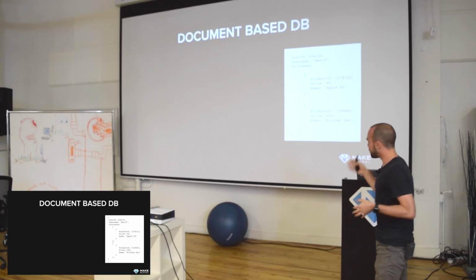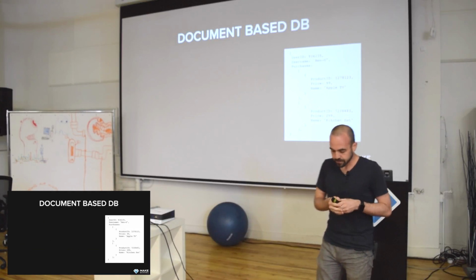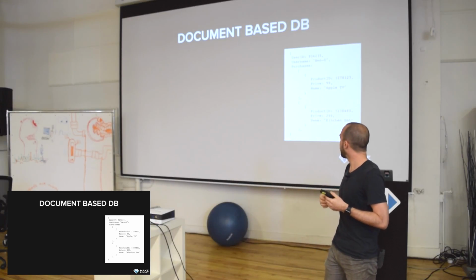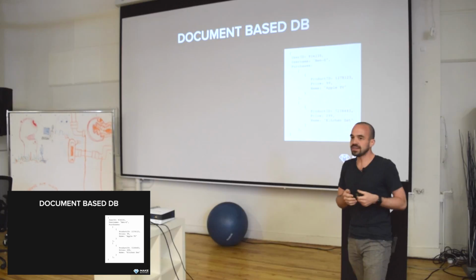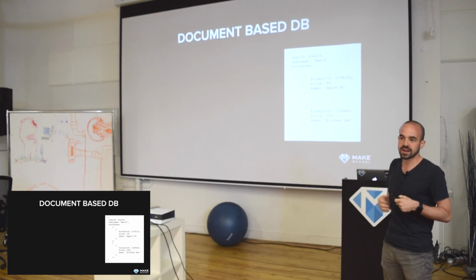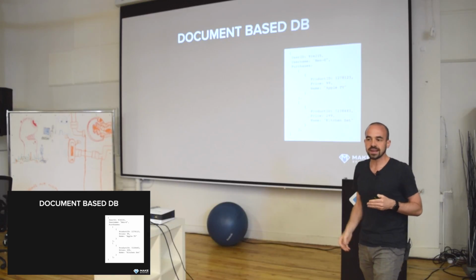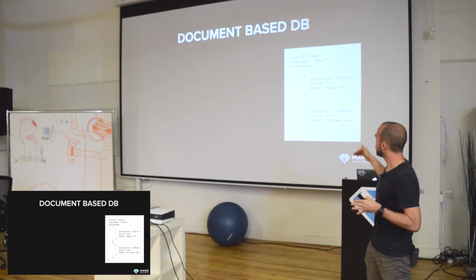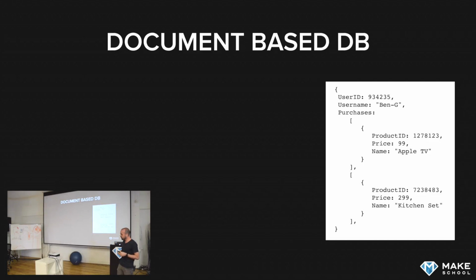So the example of a document-based database is MongoDB. That is the database that we're going to use in our application. And the way they store information is very similar to the JSON format that I showed you earlier. So essentially, what you store in a database is not relationships, you just store documents. And here's the same example where we store the purchases of a specific user in a document format.